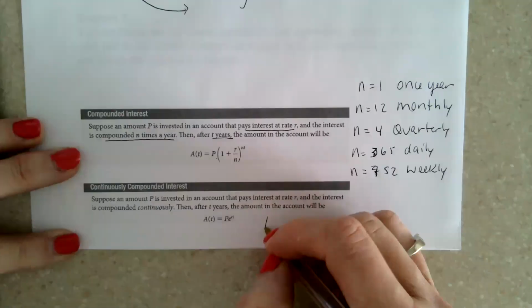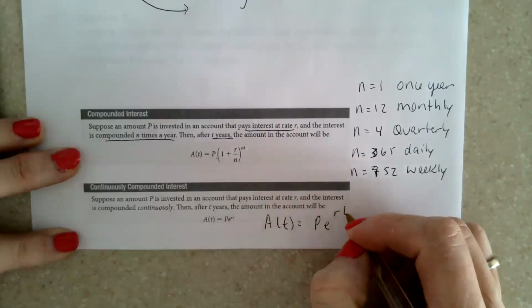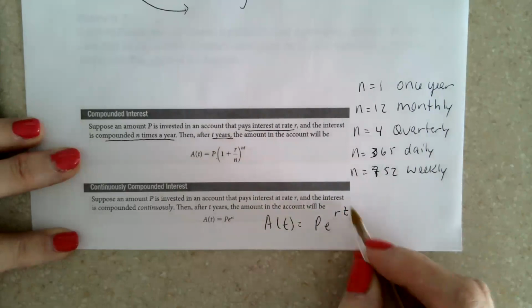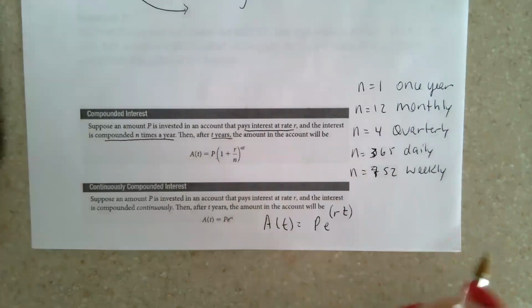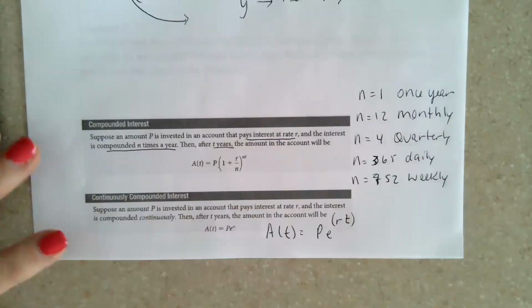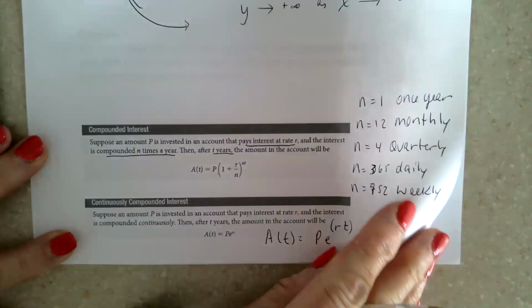I'm going to just write it bigger for you. It's on your paper, but it's E, and then make sure that R times T is in the exponent. In Desmos, you'll want to put them in parentheses to make sure that they both stay in the exponent. So let's look at a couple of examples to get you thinking about this.